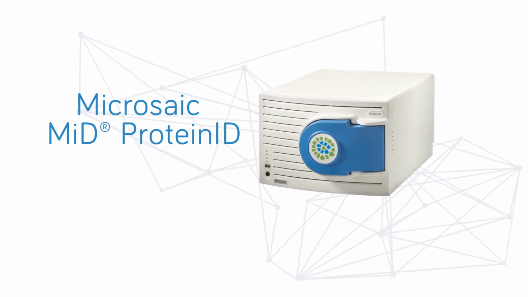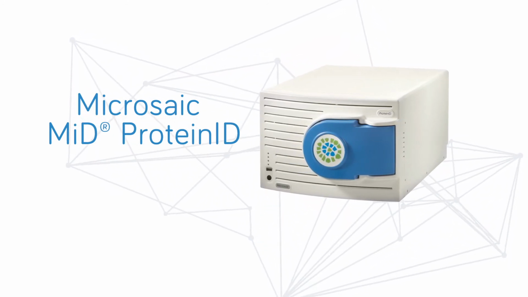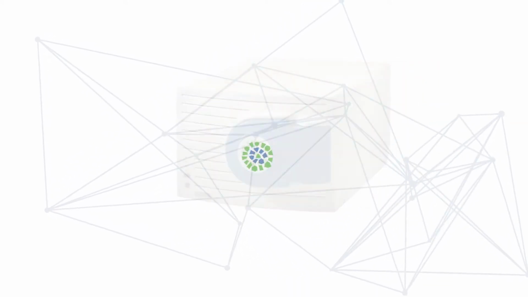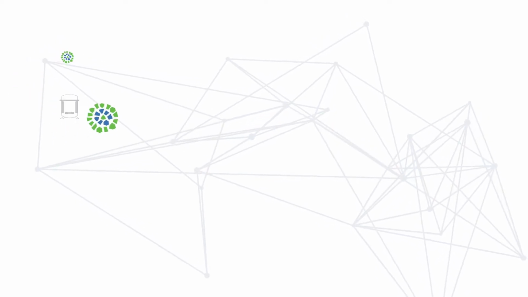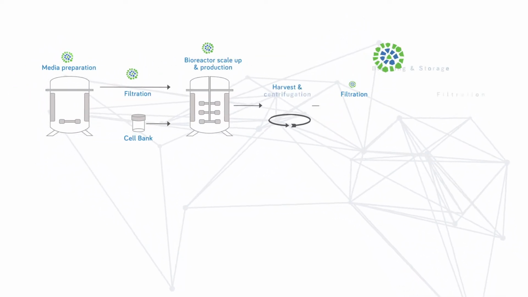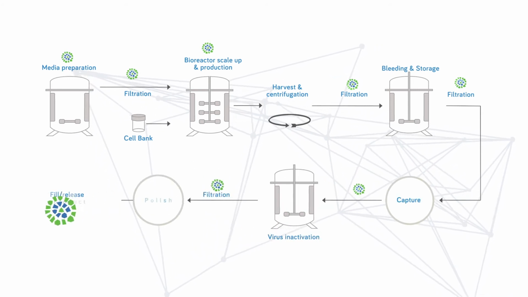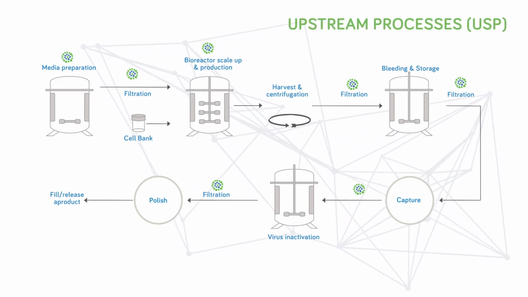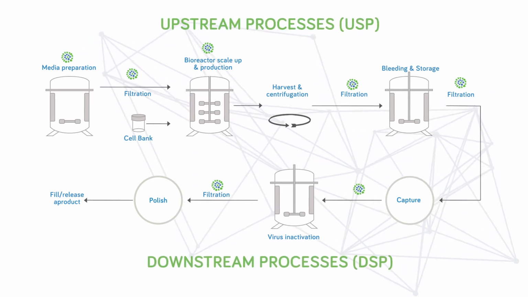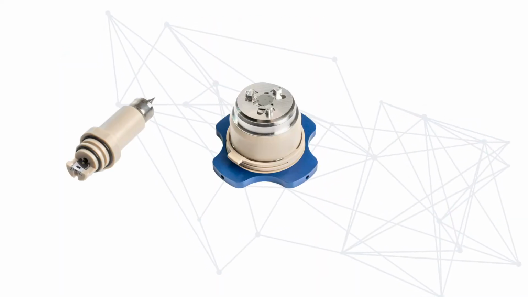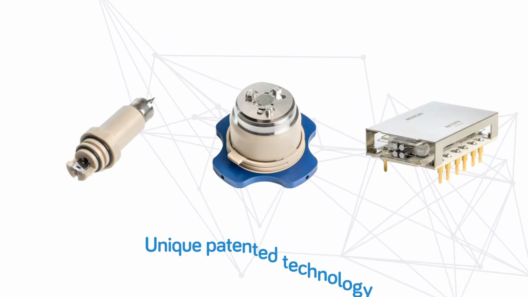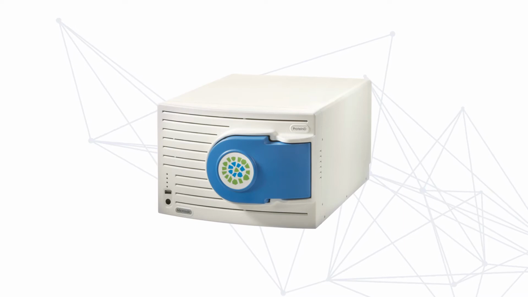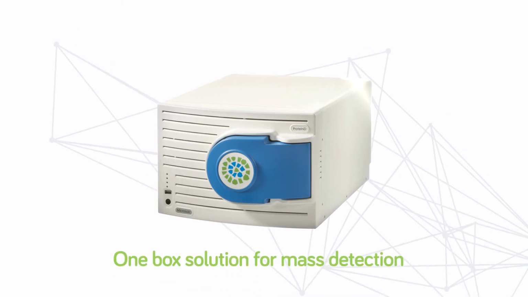Introducing the Microsaic MiD Protein ID. With the MiD Protein ID, you can now verify your target protein through the whole bioprocess. From cell train to bioreactor to drug capture to drug formulation, solving your mass identification needs in your bioprocess, both upstream and downstream. The MiD Protein ID benefits from Microsaic's unique patented chip-based technology, providing a completely toolless, one-box solution for mass detection.